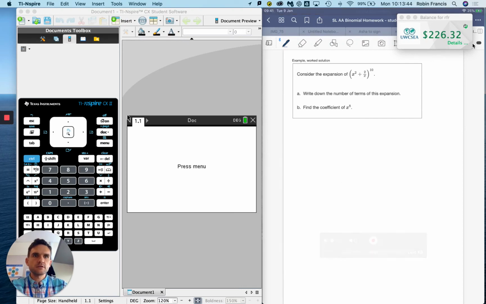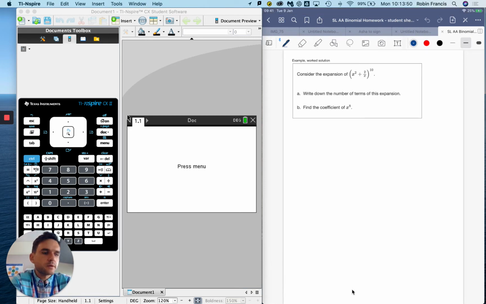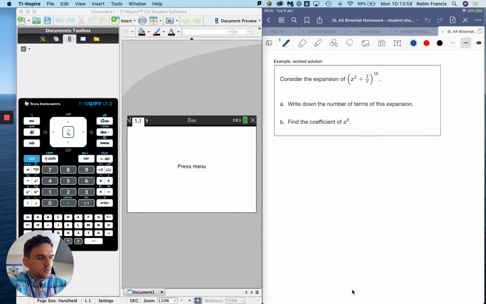Okay, let's have a look at this question then. Binomial expansion: consider the expansion of (x squared plus 2 over x) to the power of 10. Write down the number of terms in this expansion. Now, the number of terms is always going to be the n value, which is the power, plus 1.